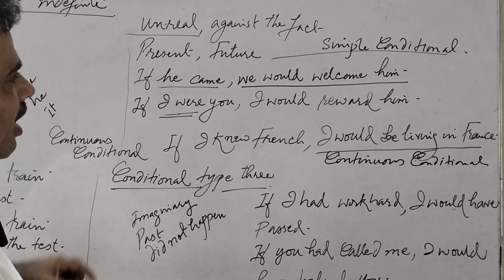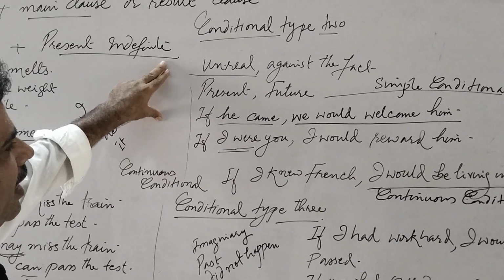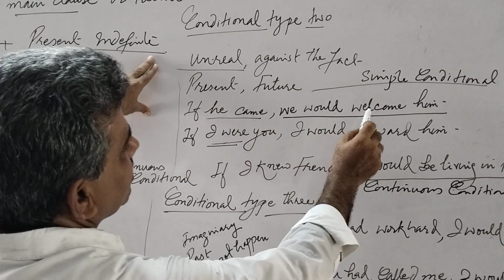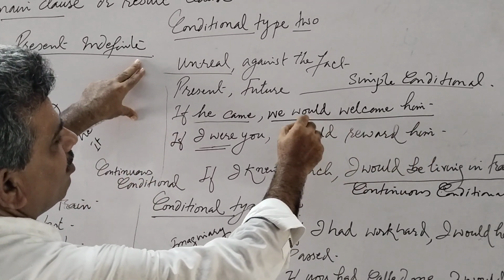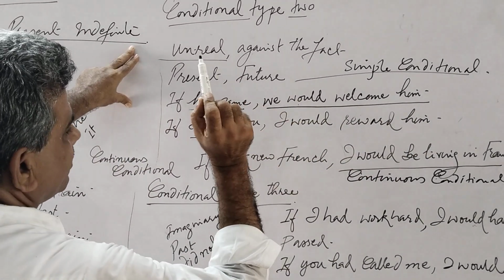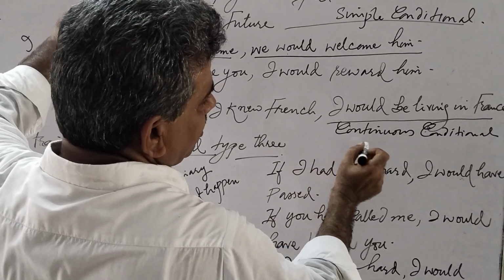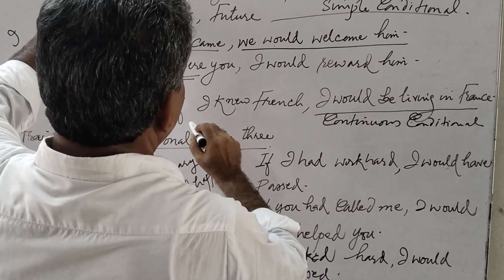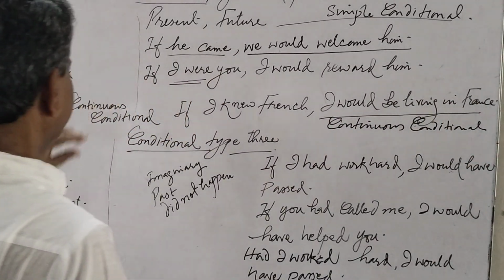So we have learned that in the conditional type 2, in the if clause, we have unreal past, and in the result clause, we have simple conditional. In simple conditional, we use would and should here. But we have learned that we can also use continuous conditional tense here, just like here. If I knew French, I would be living in France.